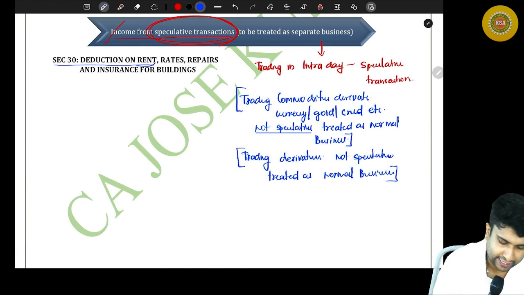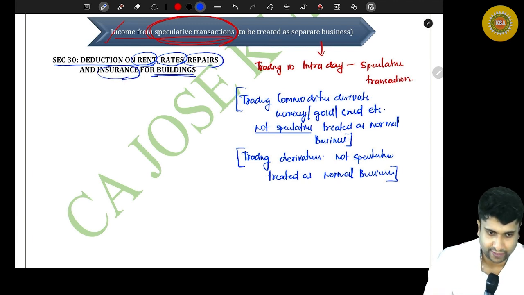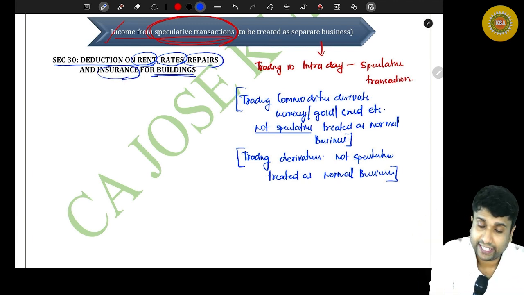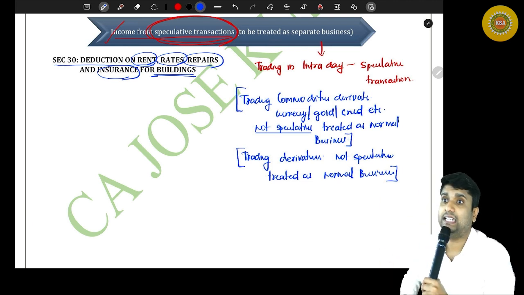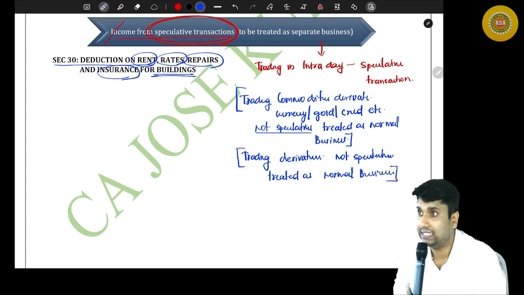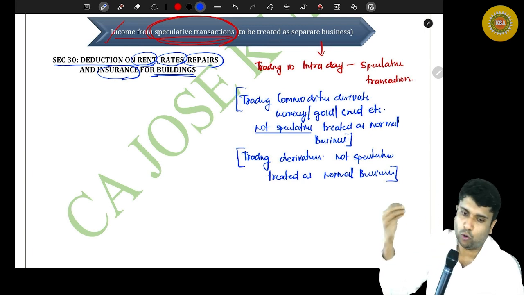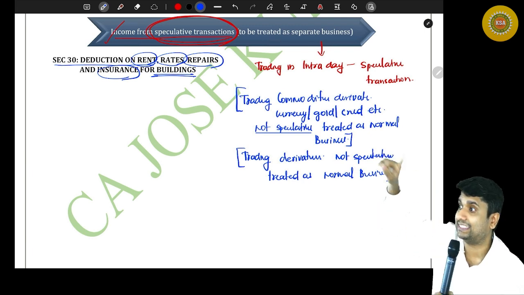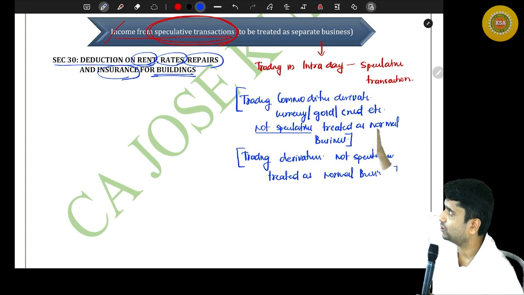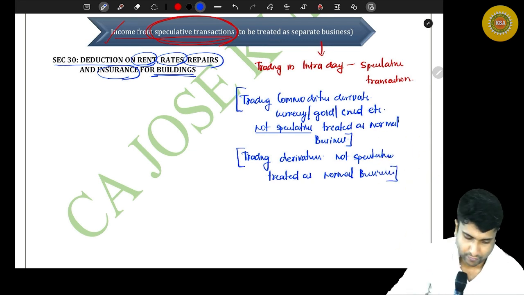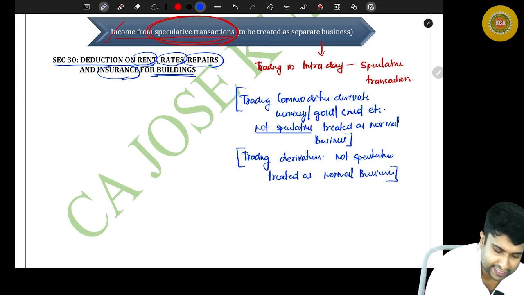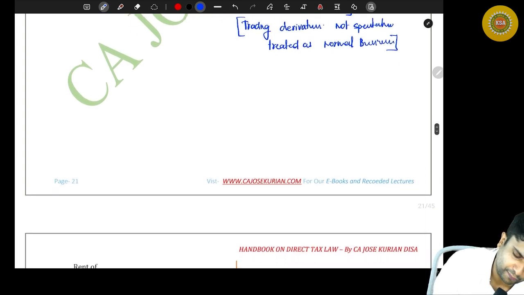Deduction on rent, rates, repairs, and insurance for building. So hope you remember, Section 28 was the income. 30 to 37 is? 30 to 37 deductions. And how about section 40 series, disallowances? So we are about to start the deductions, which is under section 30 to 37. So the first deduction is deduction on rent, rates, repairs, and insurance for building.